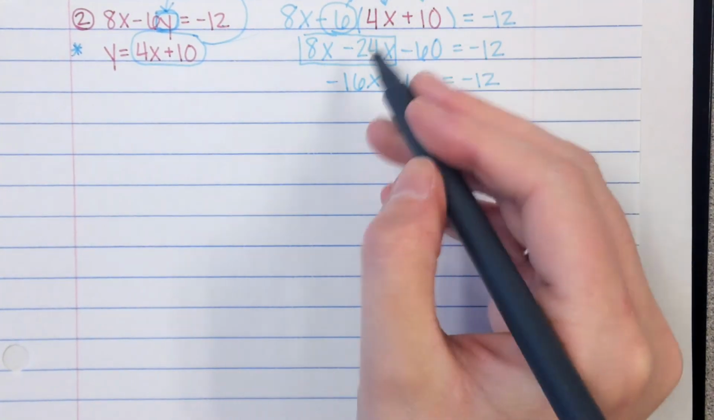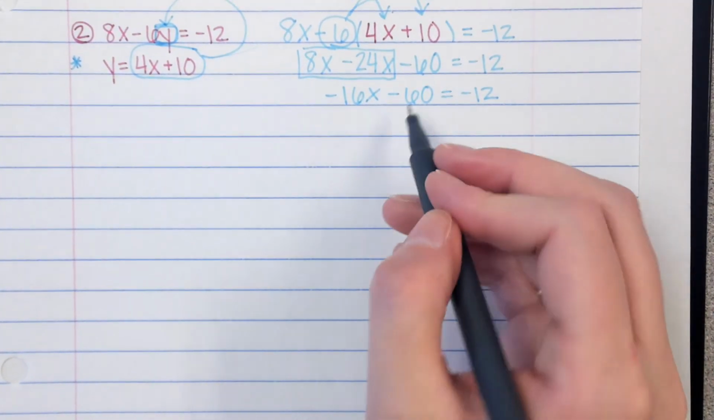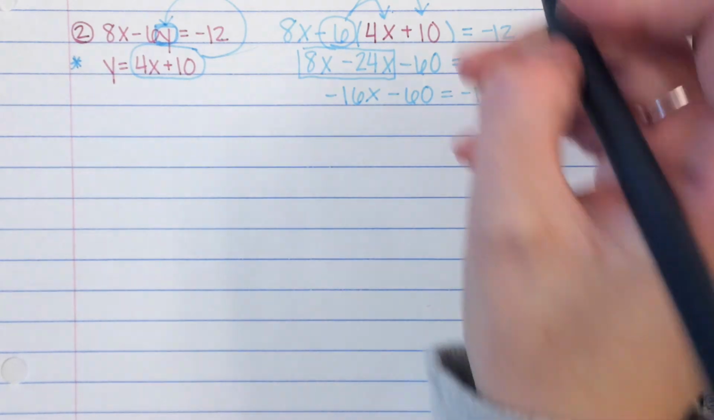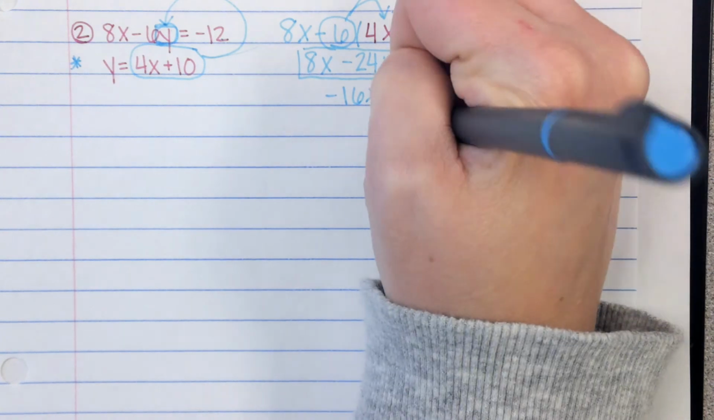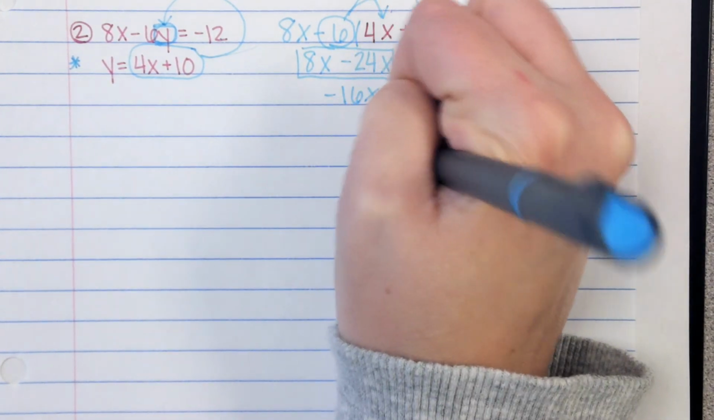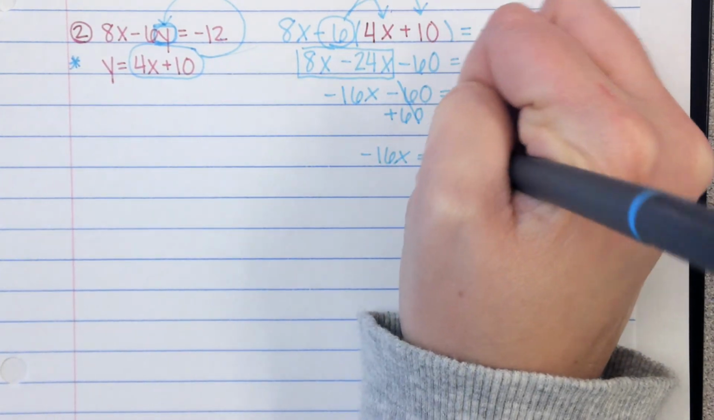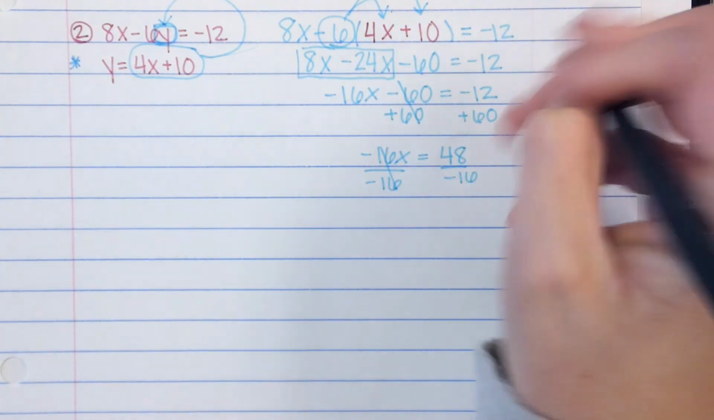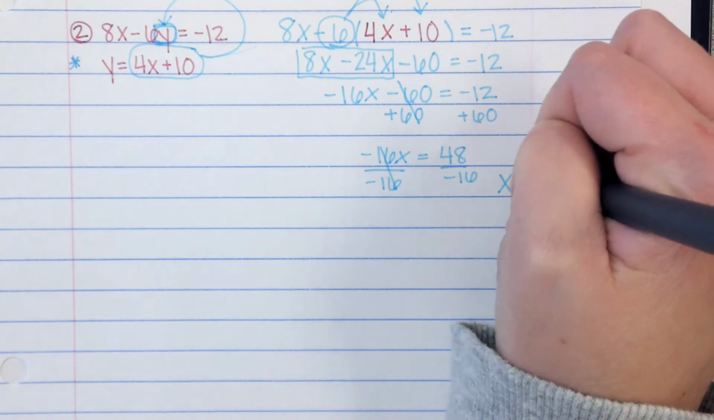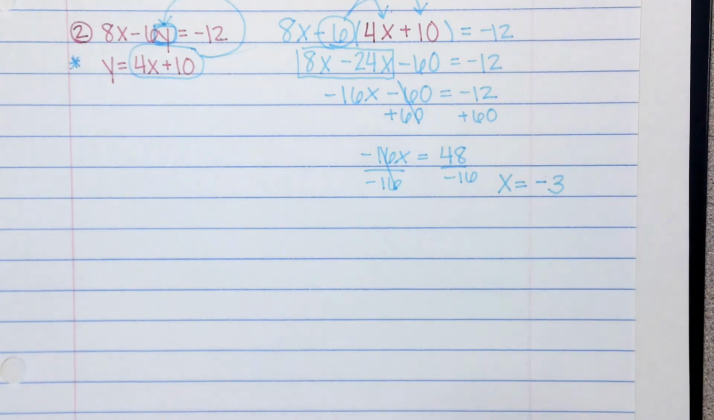So I've done all my simplifying. Now I need to solve. This is a two-step equation. So add 60 to both sides. You get negative 16x equals 48. You divide by negative 16. And you get x equals negative 3. Okay? So here's my x value.